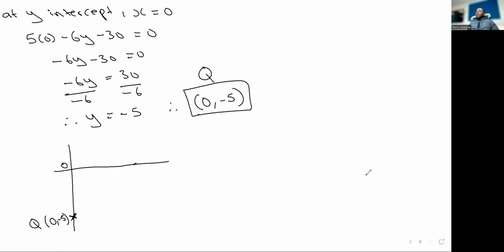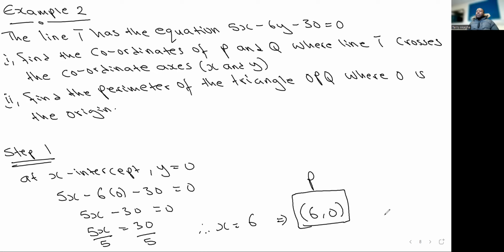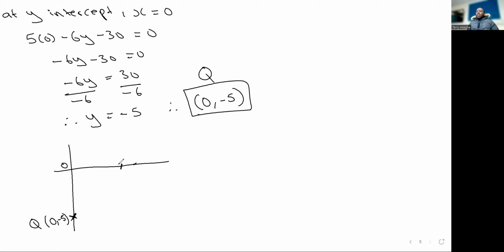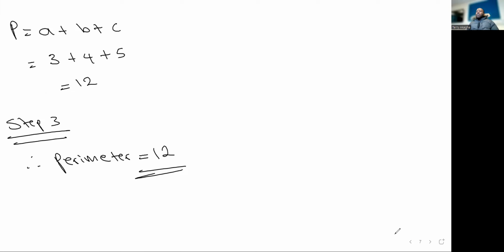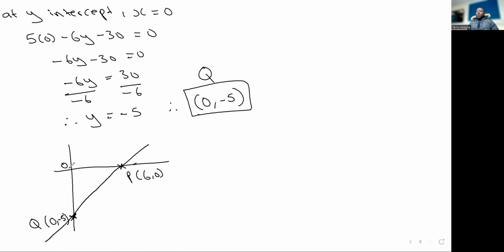Point P is at 6 and 0. So this is point P here. So P is 6 and 0. So this is the line that we're drawing for this. And we're also told that this forms a triangle OPQ. Can you see? If you look at this, there's a triangle here, O, P, and Q. So you can see this is the triangle the question was referring to.